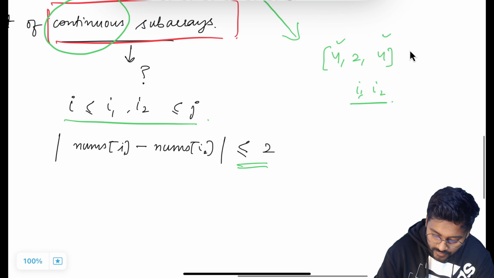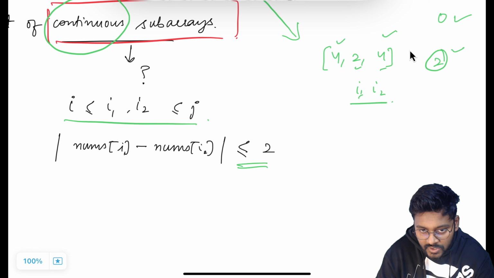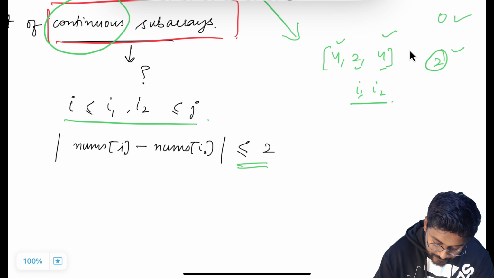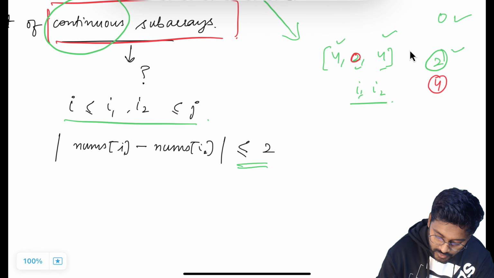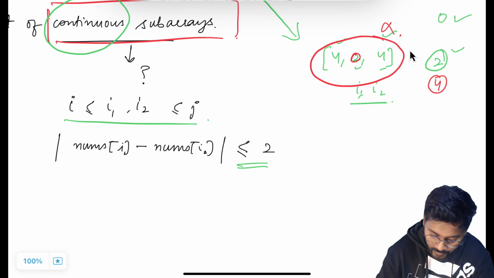Let's say if I pick 4 and 4, the difference is 0. That is valid. If I pick 2 and 4, the difference is 2. It is not crossing 2. It is valid. If it was something like 0 instead of 2, then the difference between 0 and 4 is 4. It is crossing 2. So this subarray is not a valid continuous subarray. Okay, I hope you understood.